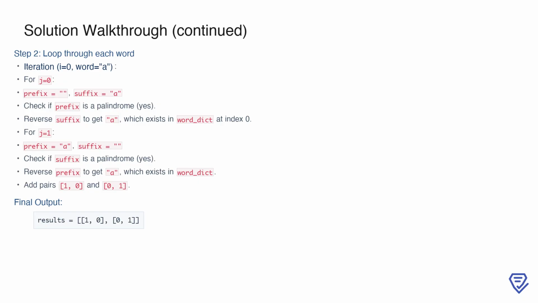Then, splitting at j equals 1 gives a prefix of "a" and a suffix of an empty string. The suffix is a palindrome, and reversing the prefix gives "a", which also exists in the dictionary. These checks allow us to add the pairs [1, 0] and [0, 1] to the results. After completing the iterations, the final output for this example is [[1, 0], [0, 1]].